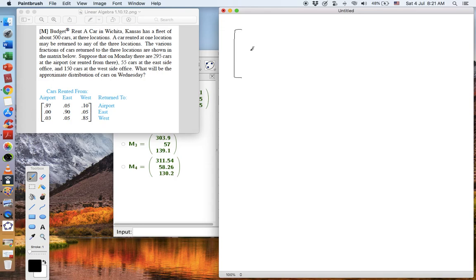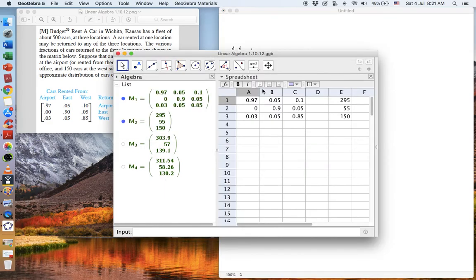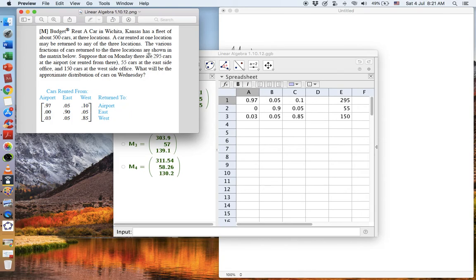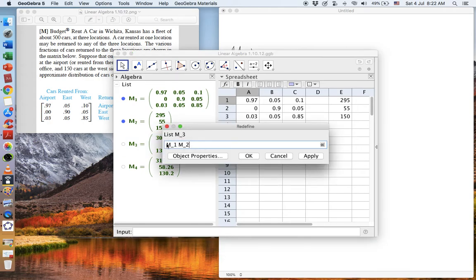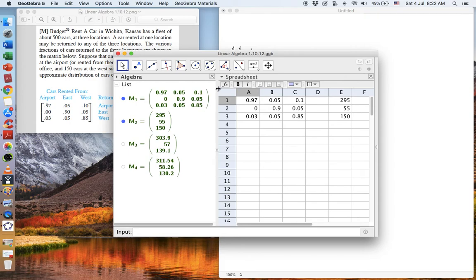We're going to call this M1, right? And I've got it here in GeoGebra. M1 is our rented from and returned to matrix. M2 is our Monday: 295 cars at the airport, 55 at the east office, 150 on the west office. And so M3 is just M2 times M1. On Tuesday, this gives us our Tuesday because every day we go through this M1 matrix. M1 times Monday gives us Tuesday.